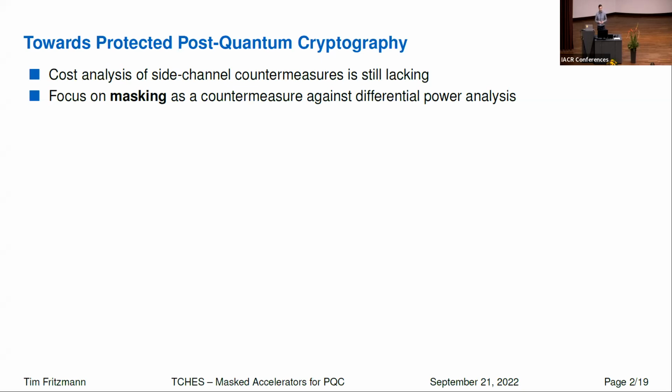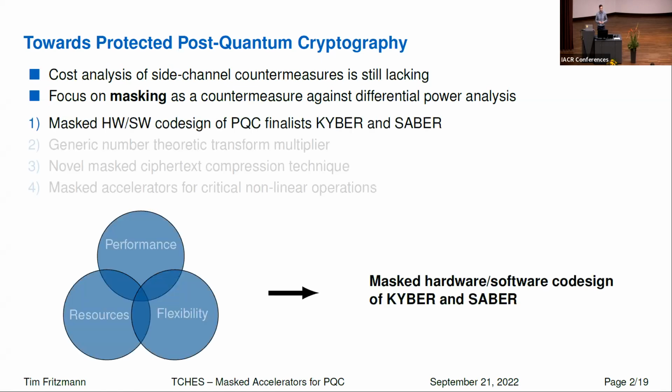So several works already analyzed countermeasures to protect post-quantum cryptography against side-channel attacks. Nevertheless, a clear picture regarding the implementation costs for these countermeasures is still missing. To deepen the cost analysis in this work, we focused on masking as a provable countermeasure against differential power analysis. More specifically, we presented a masked hardware-software co-design for the PQC finalists Kyber and Saber.